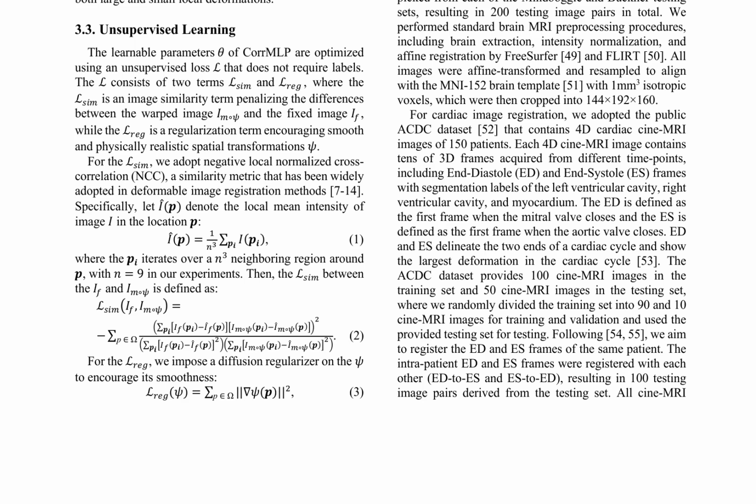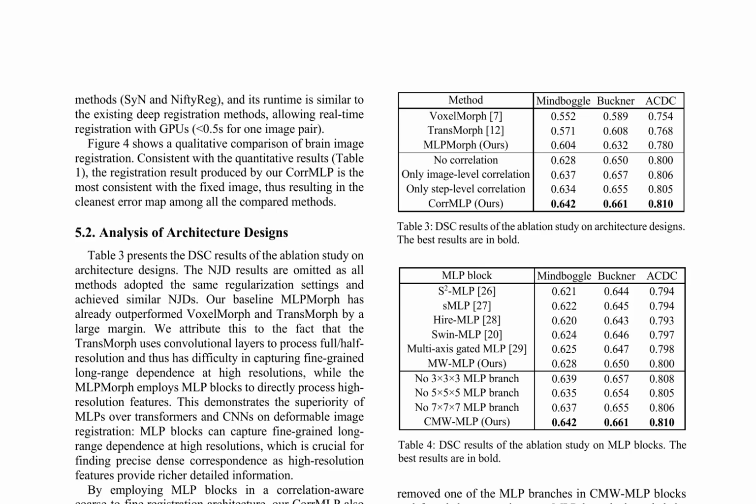The CorrMLP model outperforms state-of-the-art registration methods in both brain and cardiac image registration tasks, demonstrating the effectiveness of MLPs in capturing long-range dependencies crucial for precise dense correspondence. Quantitative comparisons on the Mindboggle and Buckner datasets, as well as the ACDC dataset, show that the CorrMLP achieves higher DSCs and lower NJDs than other state-of-the-art methods.